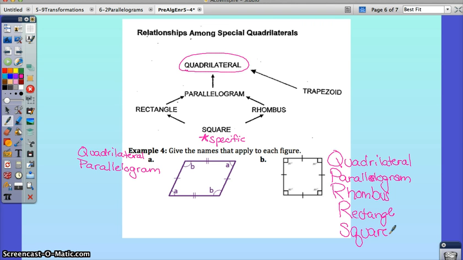So familiarize yourself with the definitions of each quadrilateral and practice using that Venn diagram to help you classify them.